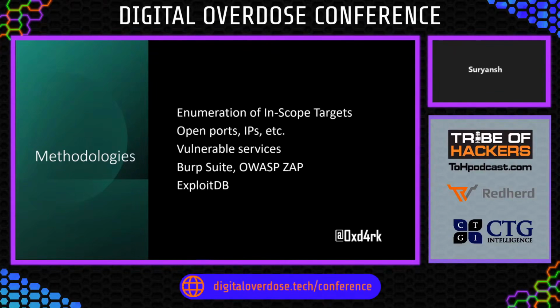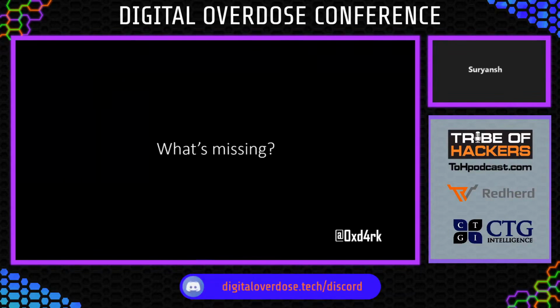and maybe try to find some outdated versions of the service running and search for perhaps an RCE, or remote code execution, in Exploit-DB. But there's something missing. So what exactly is missing? And that's actually interacting with the application itself before starting the entire enumeration process.